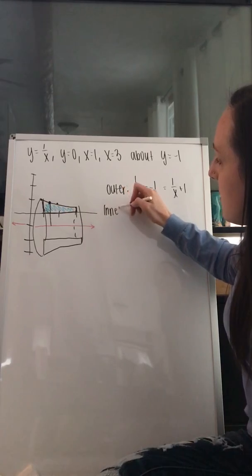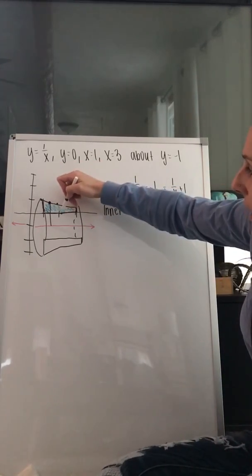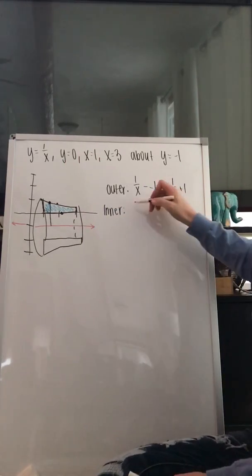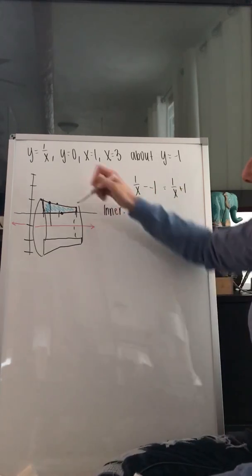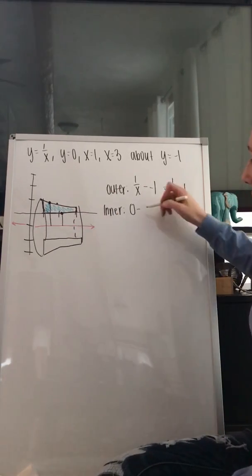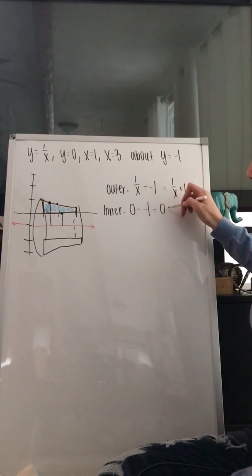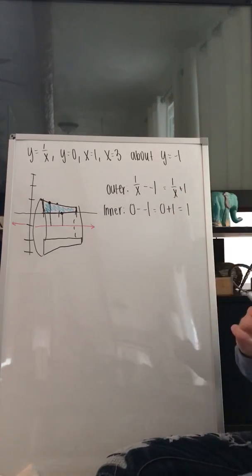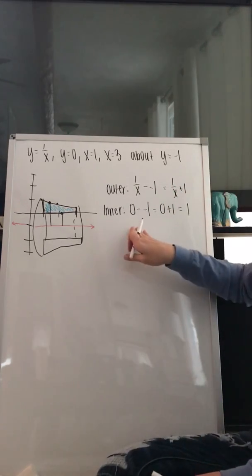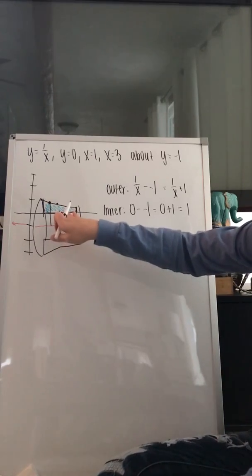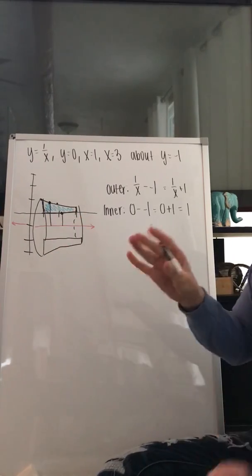My inner radius is going to be from my bottom function, which is just y is equal to 0, minus, I'm going to go down to my axis of rotation here, -1. So that's going to give me 0 plus 1, which actually just gives me a 1. Seems weird, but again, my bottom function here is just y is equal to 0, so that's why that's happening.